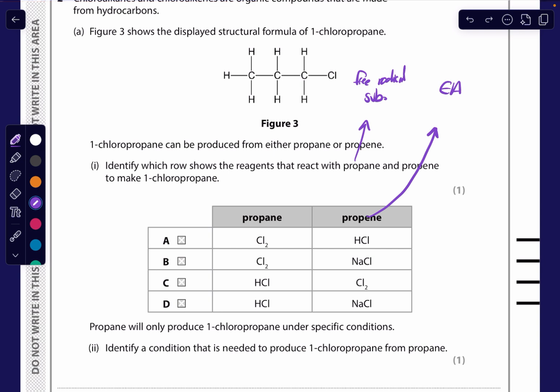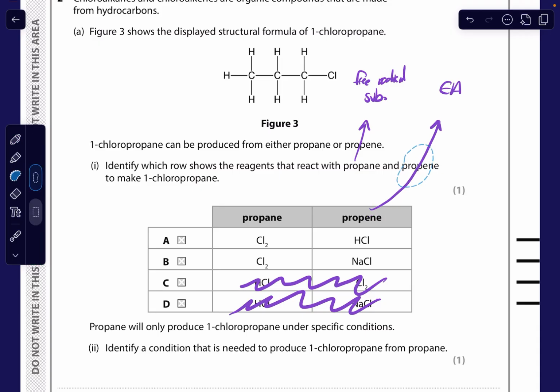So in a free radical substitution, we must have a halogen. So for propane, that takes place in a free radical substitution, we must have some form of halogen gas, which means it must be A or B. I'm going to get rid of the options C and D. Now when we look at propene, we're left with 2 other reagents. We've got HCl or NaCl.